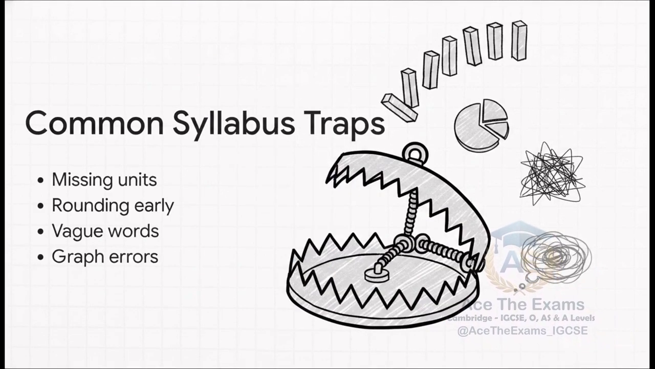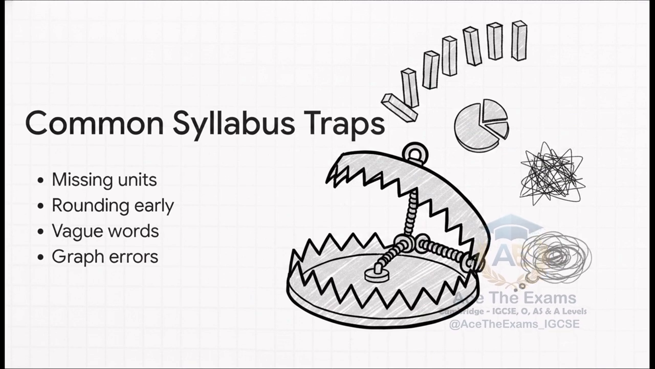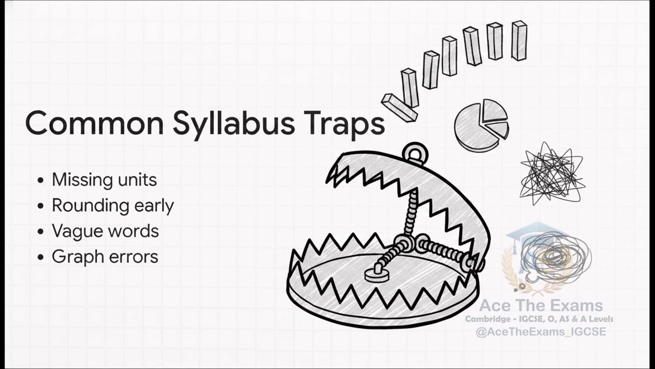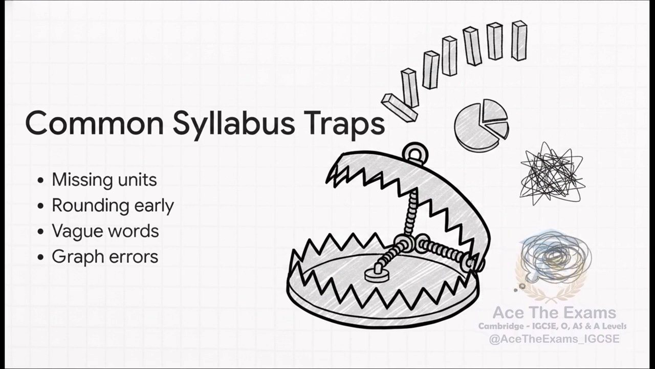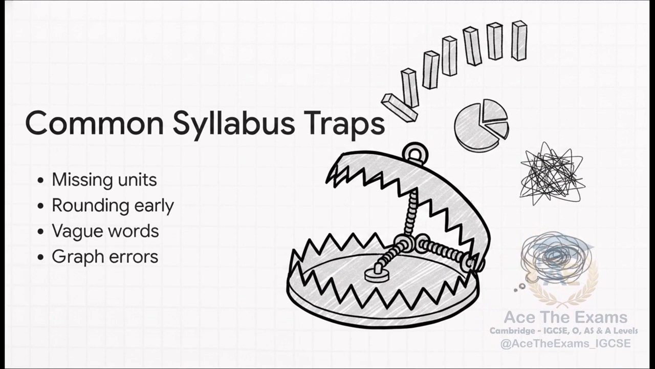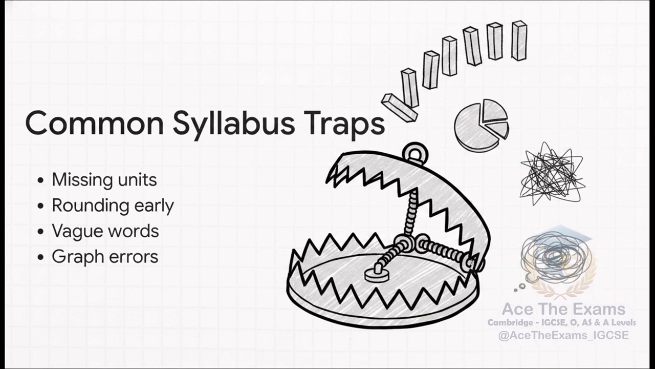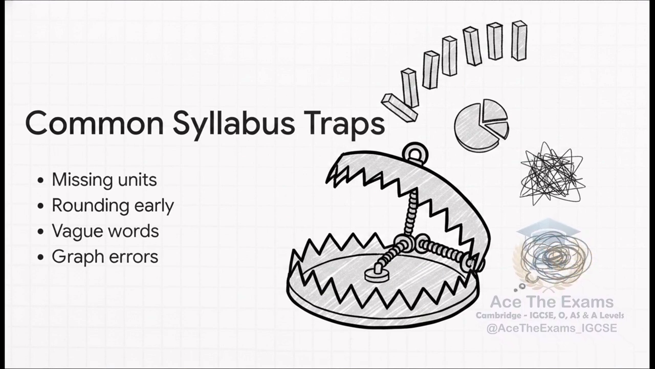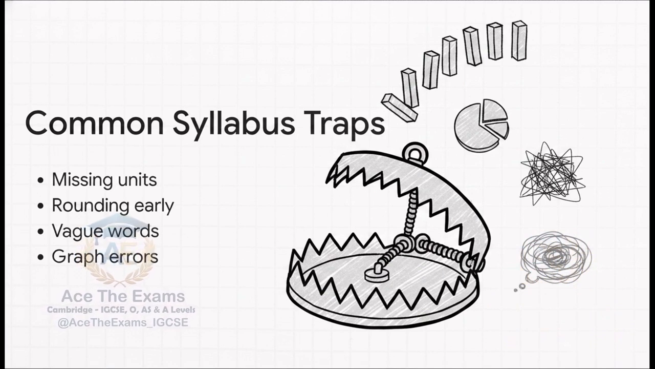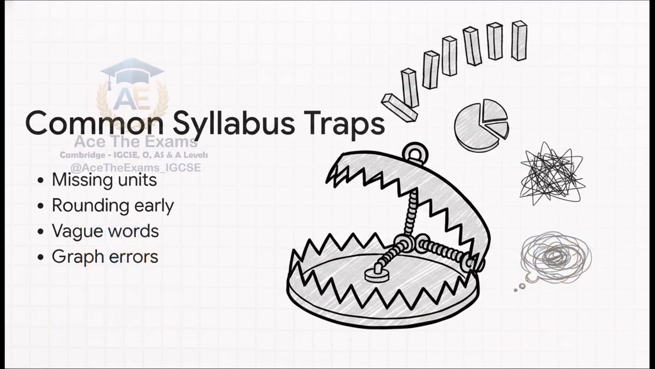Now, these are the exact syllabus traps that examiners can spot from a mile away. Missing standard units like joules for energy or watts for power, that's just the start. Rounding too early causes these nasty cascade errors that completely ruin your final significant figures. Then, we have vague explanations, using everyday language instead of actual physics terminology. And don't get me started on practical questions, where we constantly see graph axis errors and students mixing up independent and dependent variables. If you do any of these, you are practically handing your marks right back to Cambridge.